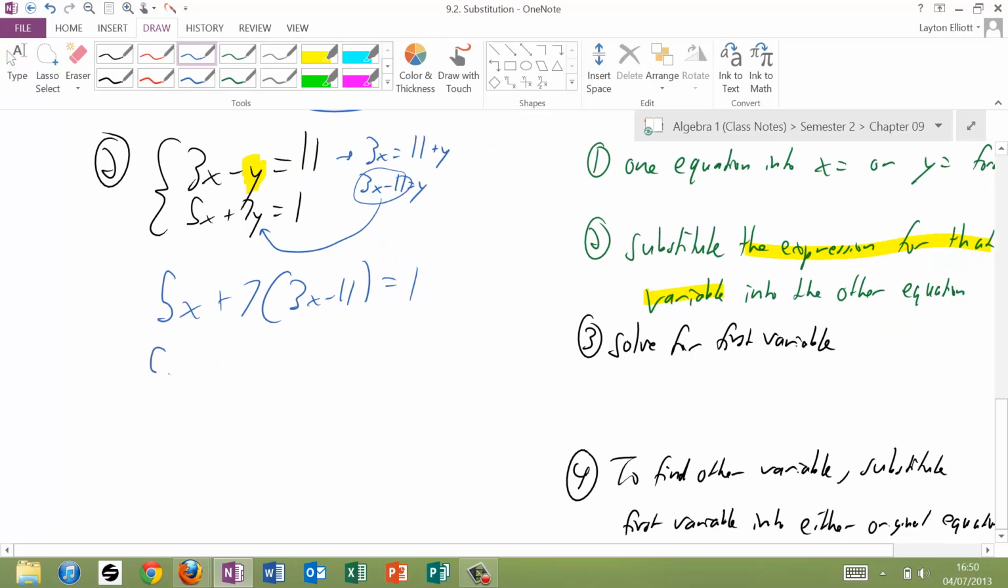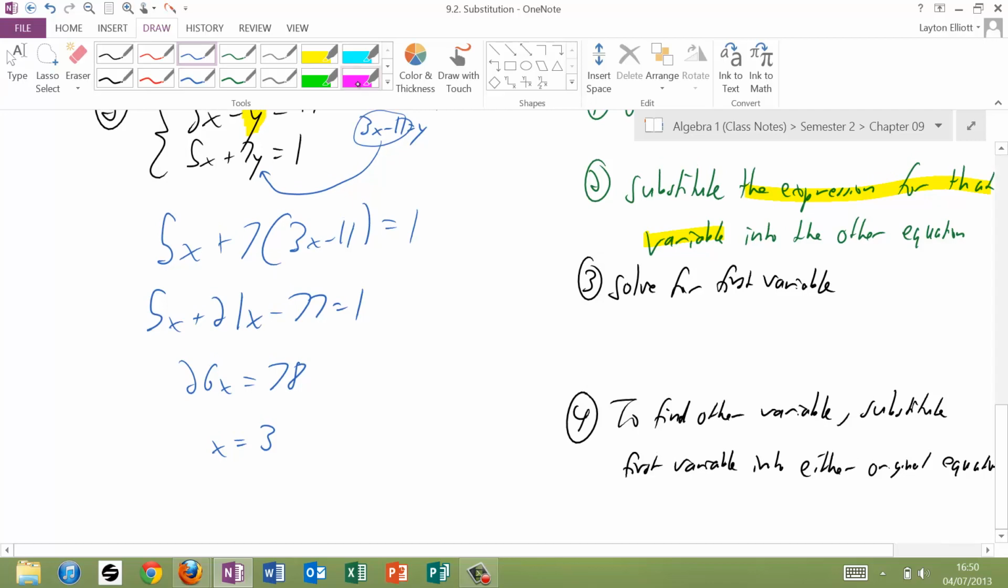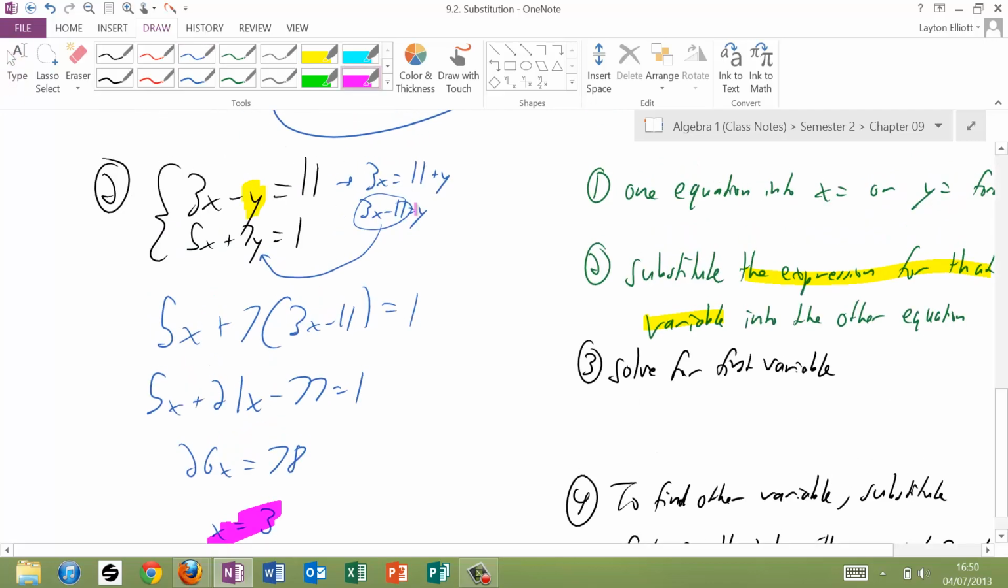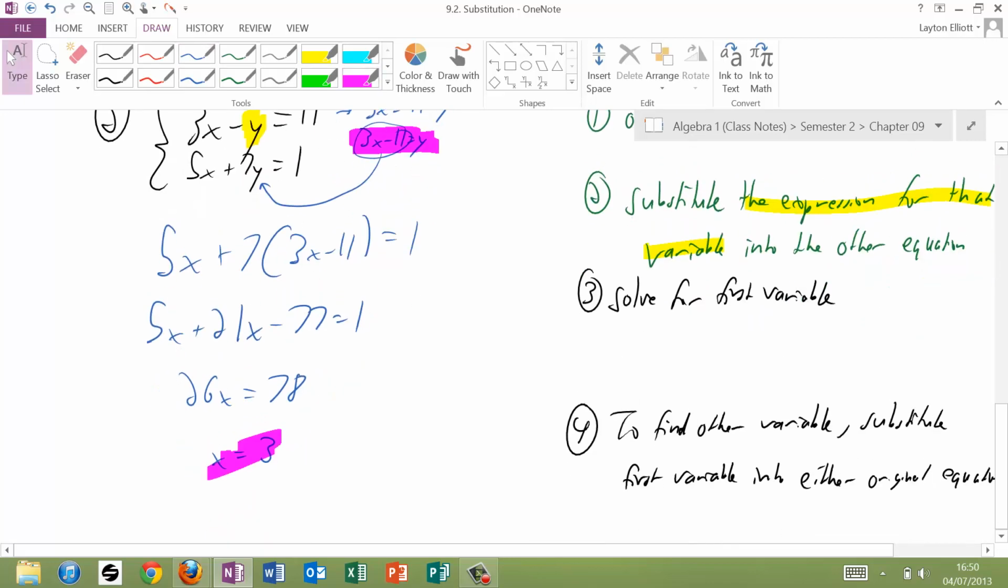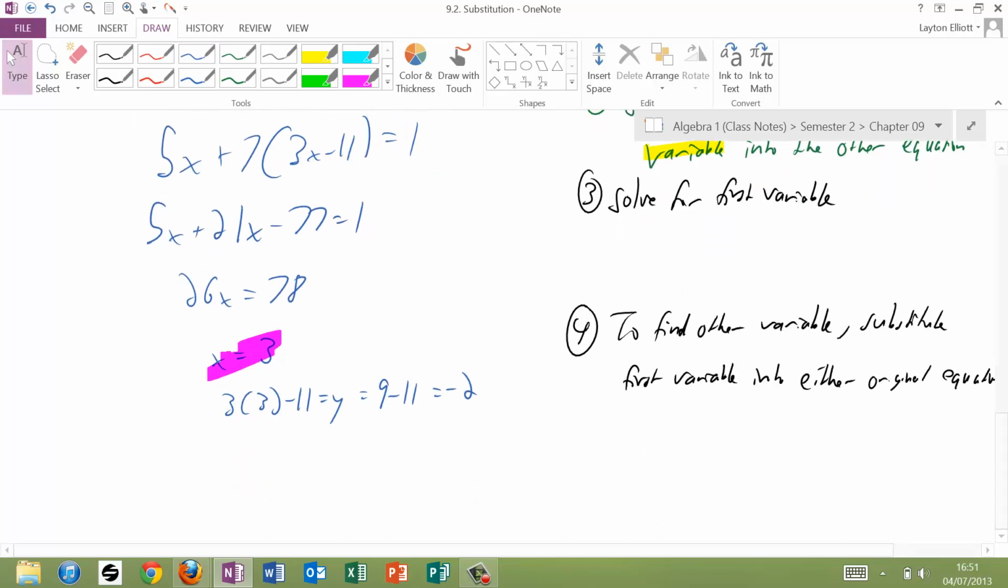Then keep solving. 5x plus 21x minus 77 is equal to 1. I get 26x is equal to positive 78, or x is equal to 3. Now we find y. I'm going to put it back into this form because that's going to make it easier to figure out what y is. So I have 3 times 3 minus 11 is equal to y, which is equal to 9 minus 11, or negative 2. And I have (3, negative 2) as my solution.